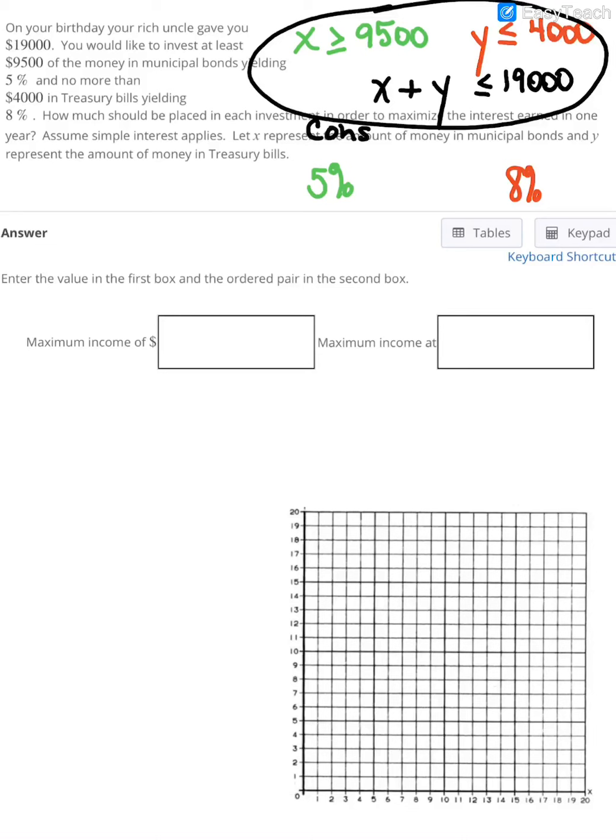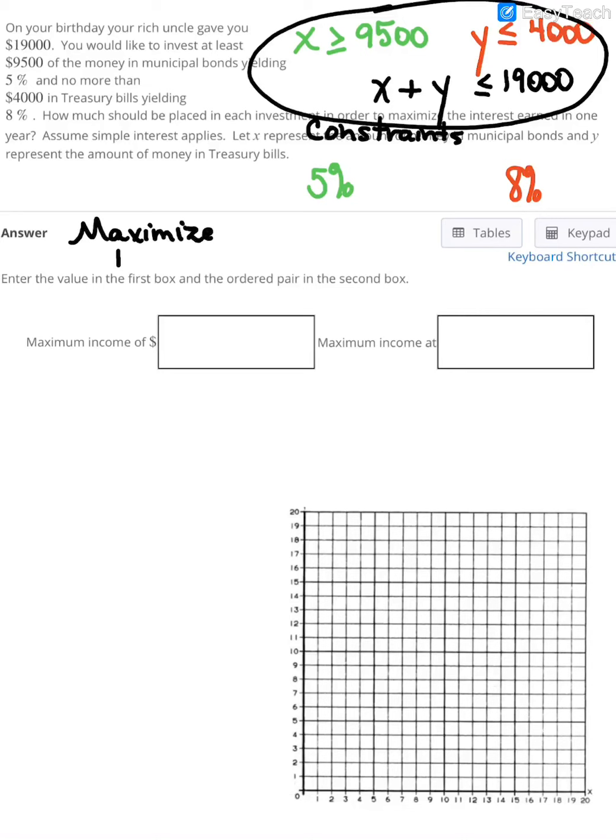So linear programming problems, they have constraints. That is what we will graph. And then we're being asked to either maximize or minimize something. And in this case, it says how much should be placed in each investment in order to maximize the interest earned.